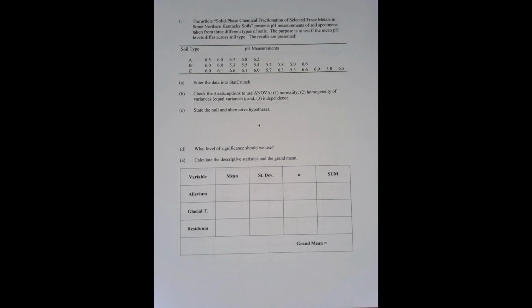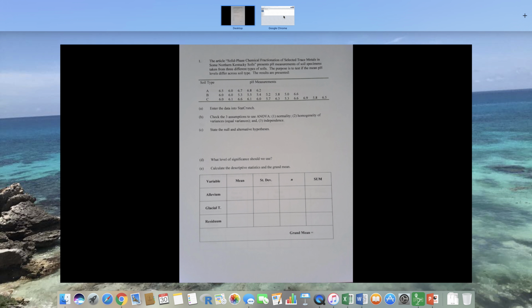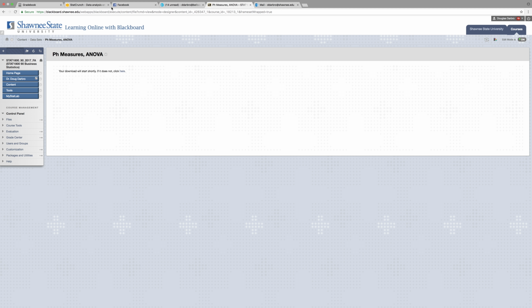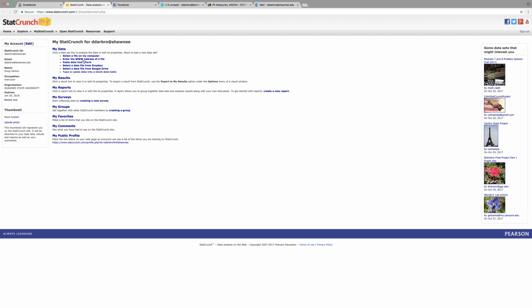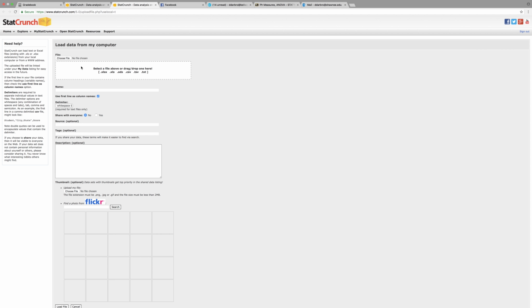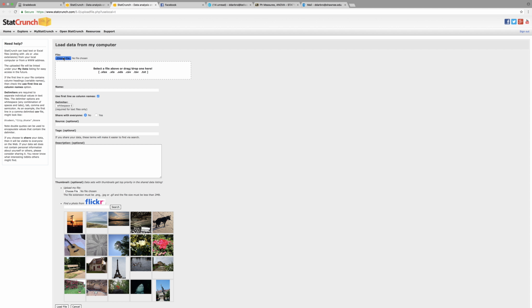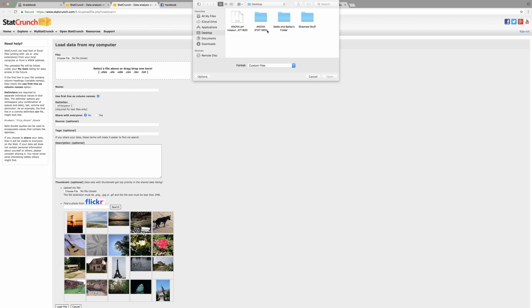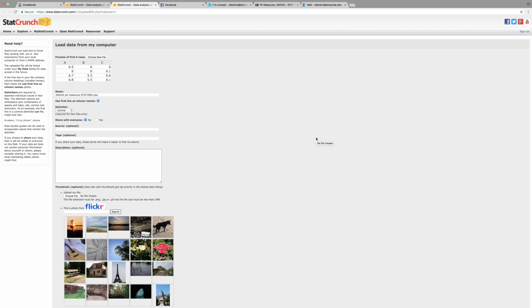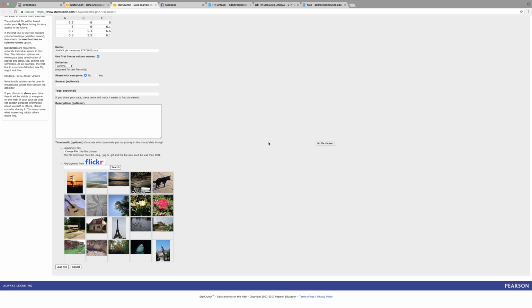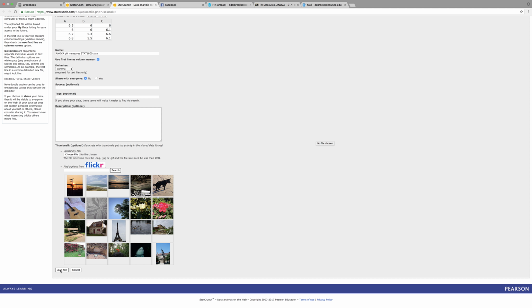So first of all, enter the data into StatCrunch. So guys, that's what I'm going to do. I'm going to go to StatCrunch. I'm going to select a file on my computer. I'm going to choose the file on my desktop, and I'm going to choose ANOVA pH. So I'm going to open that. Hopefully it opens correctly. And I'm going to load the file.